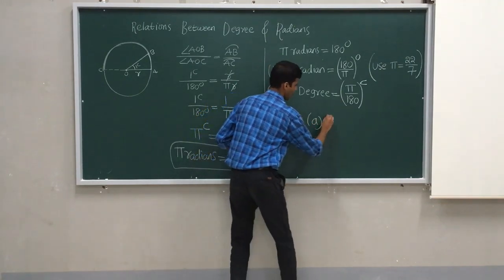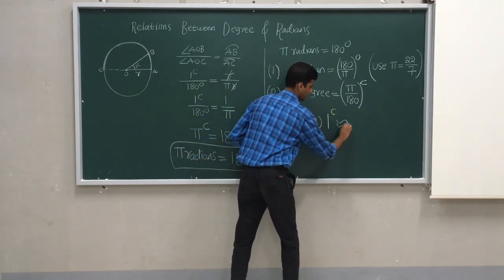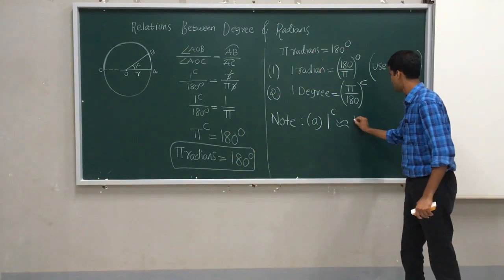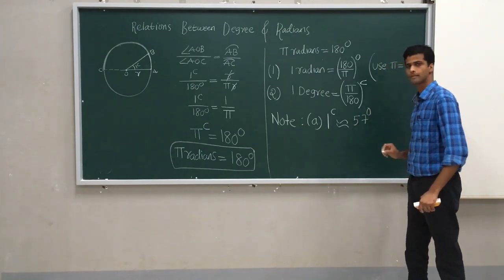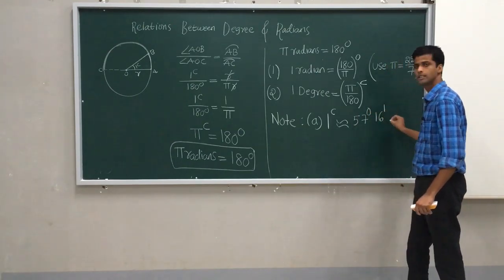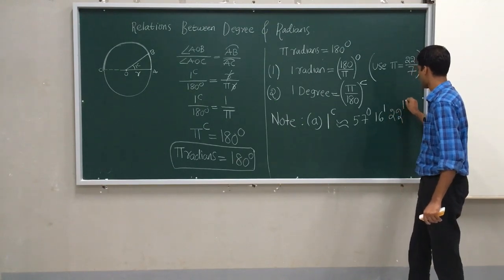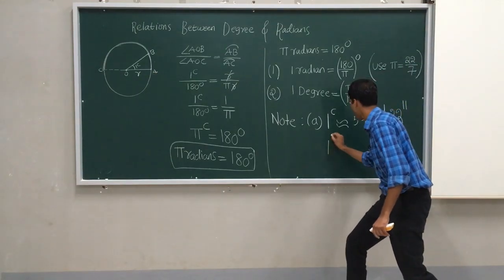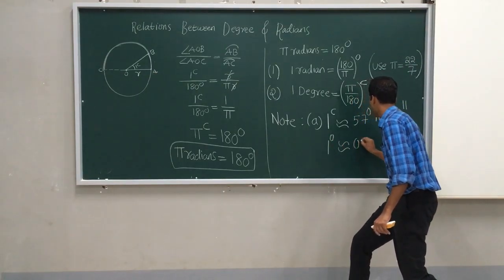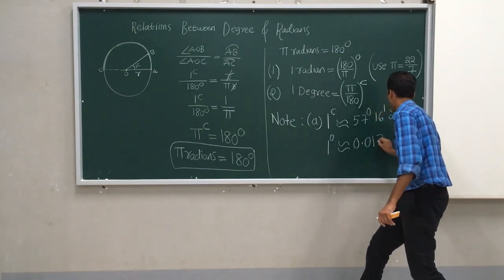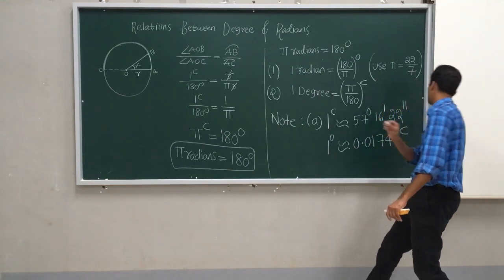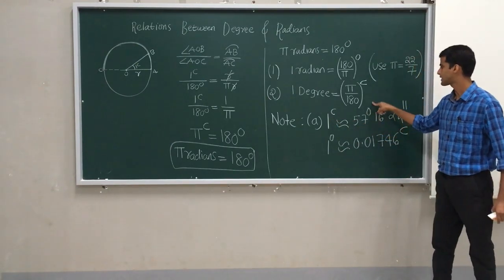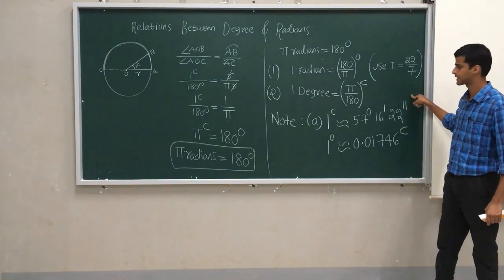The very first is, 1 radian is approximately, the question comes now, what is 1 radian approximately? It is 57 degree, 16 minute, 22 second. You will get to know why it comes in this direction. And 1 degree is approximately 0.01746 radian. Therefore, 1 radian is approximately 57 degree, 16 minute, 22 seconds.